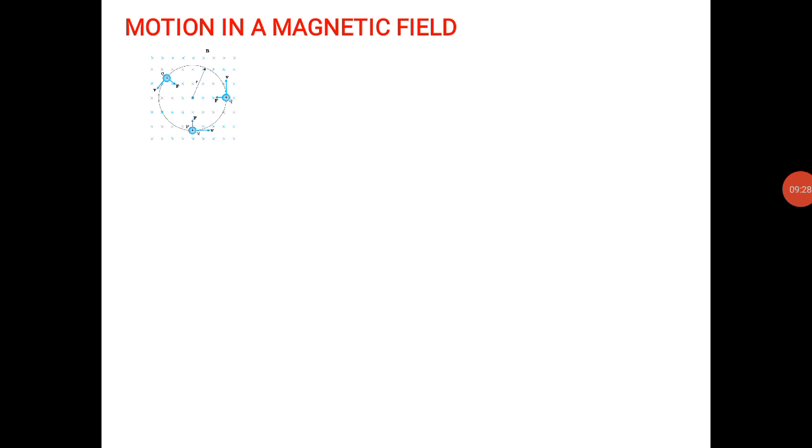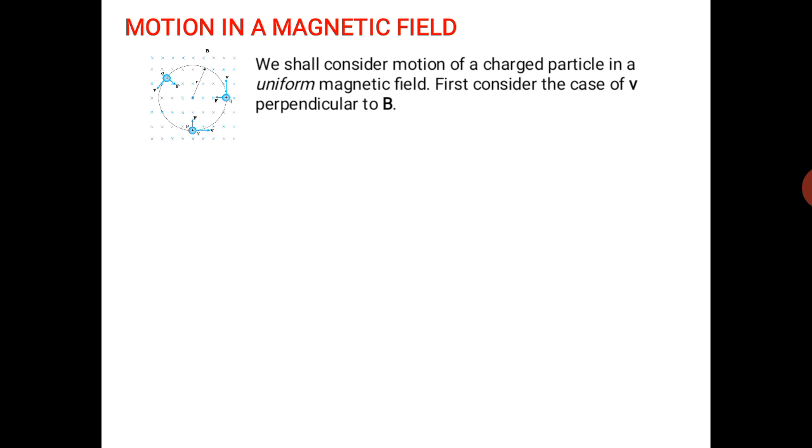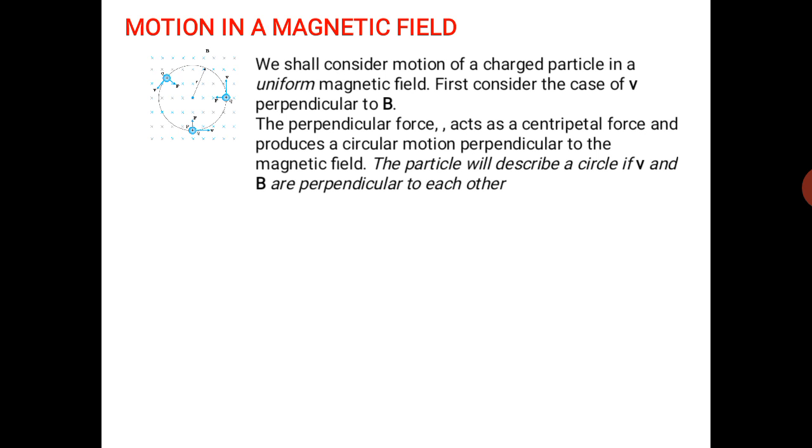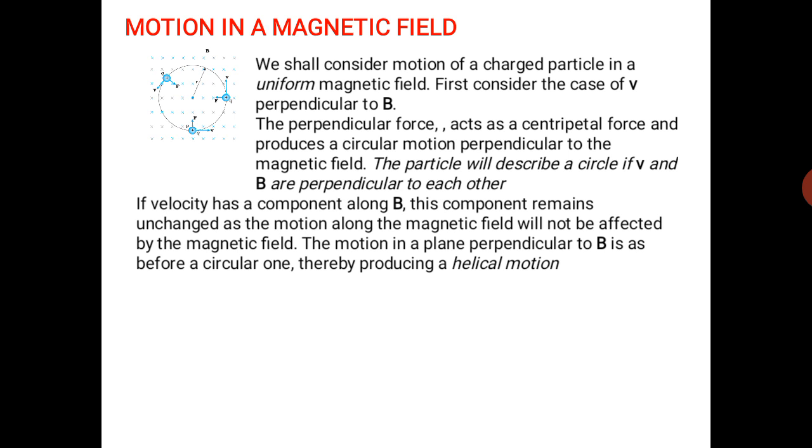So now let us discuss some important points here. If V and B are perpendicular, just we have discussed, the perpendicular force acts as centripetal force and produces a circular motion perpendicular to the magnetic field. The particle will describe a circle if V and B are perpendicular to each other.